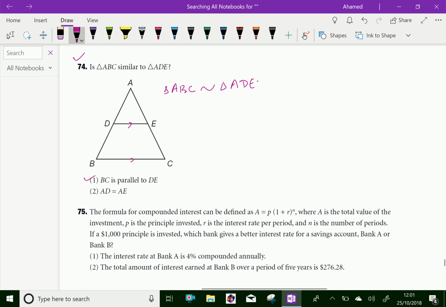Statement 2 says AD is equal to AE. This information is not enough to say these two triangles are similar. So the option is A, meaning only from the first statement can we reach the solution, the second statement cannot.